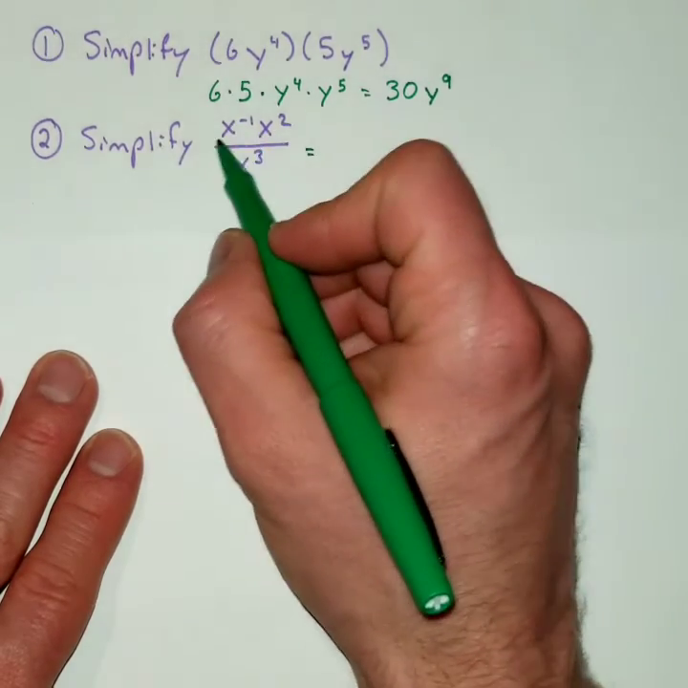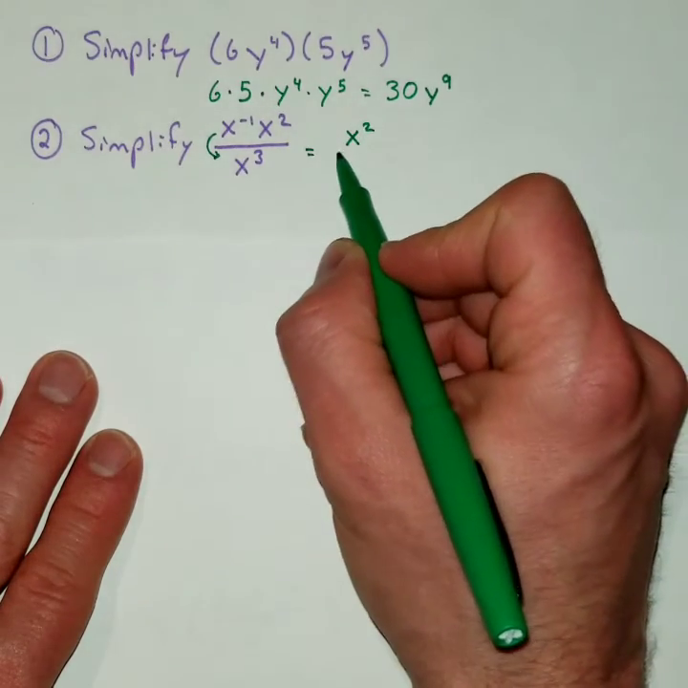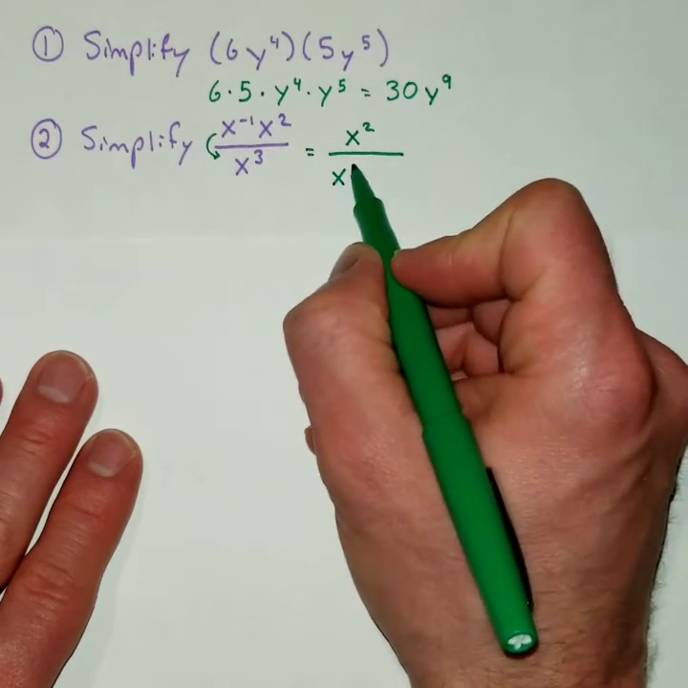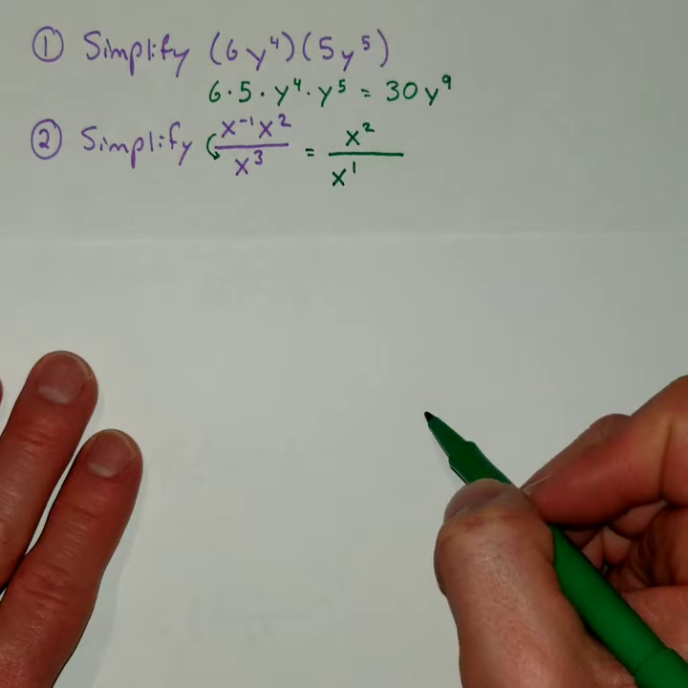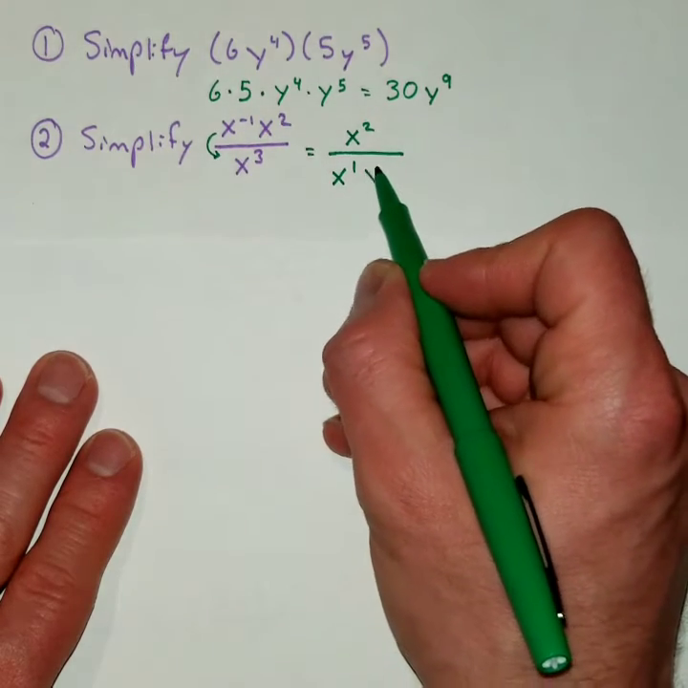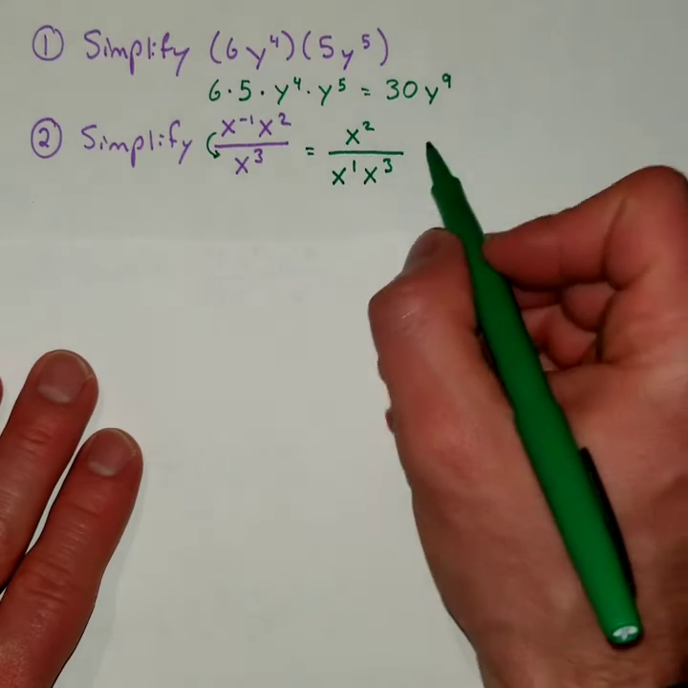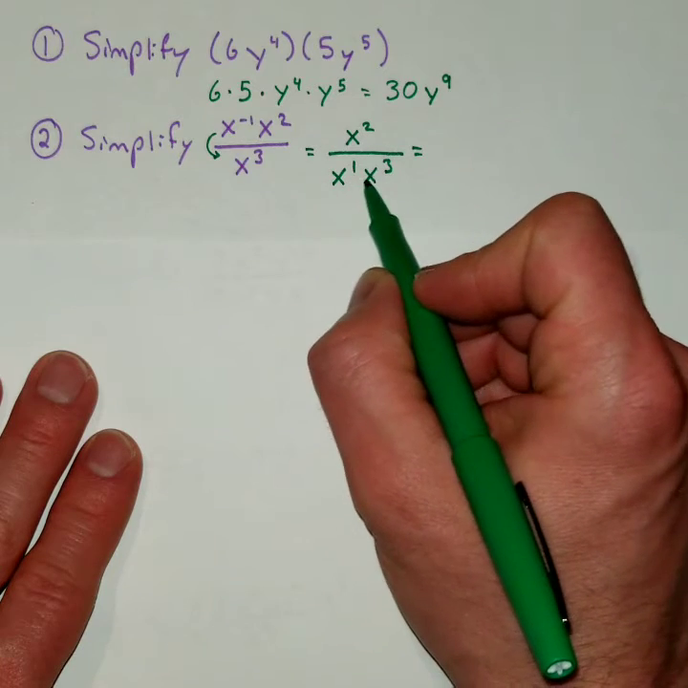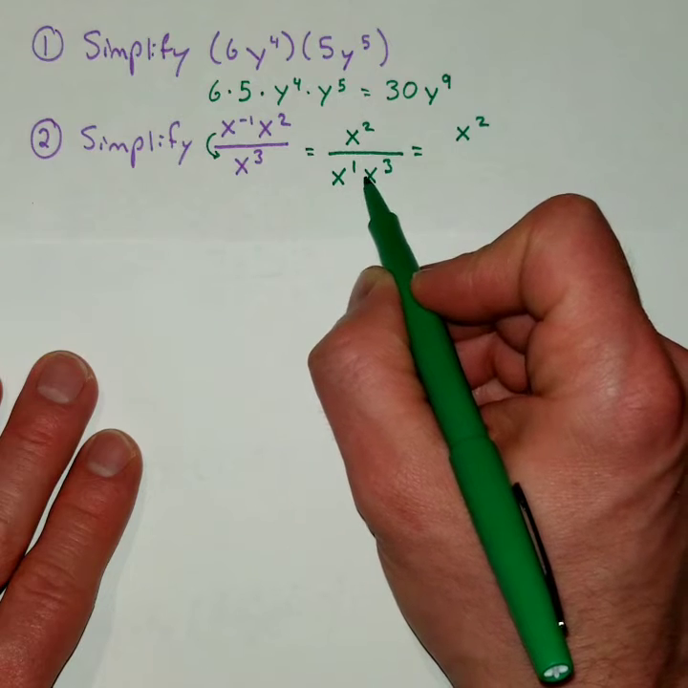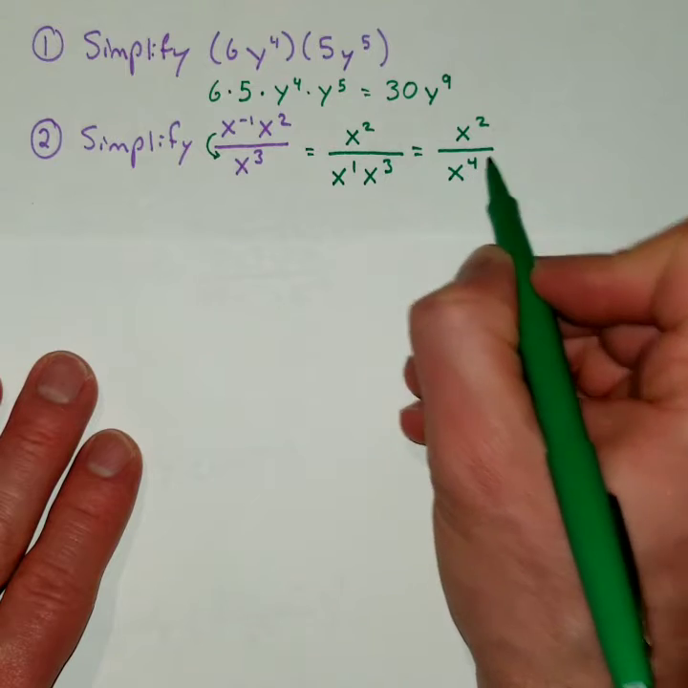So that factor moves down. The x squared stays on top. The x to the minus 1 goes to the bottom and becomes a positive 1. That's our negative exponent rule. And then the x to the 3rd stays on the bottom. Now, on the bottom I have two factors of x that I can multiply together. Well, multiplying results in adding the exponents, so that becomes an x to the 4th.